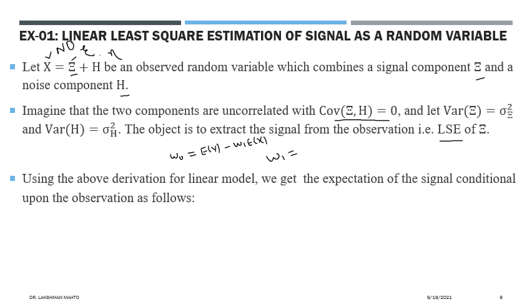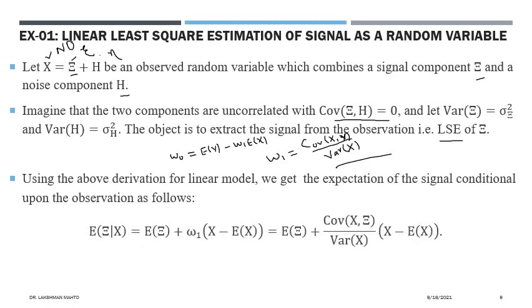Omega 1 was the ratio of the covariance of the attribute x and the response y, divided by the variance of observation x. So this was the story with respect to the linear model, regarding computation of its parameters. Same here, this one is also a linear model. So we get the expression of signal conditioned upon observation as follows.